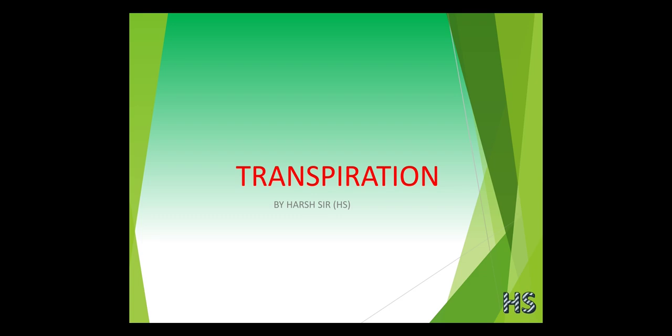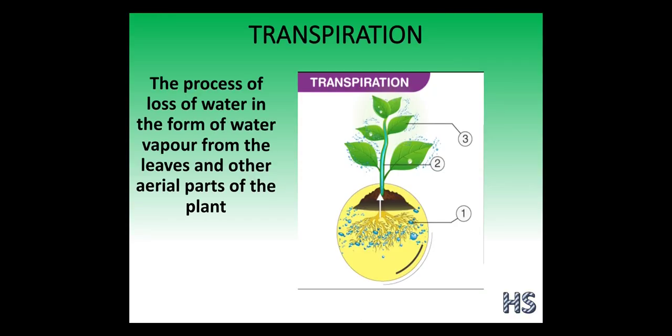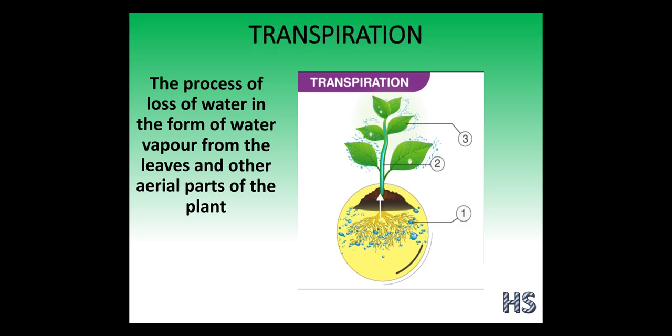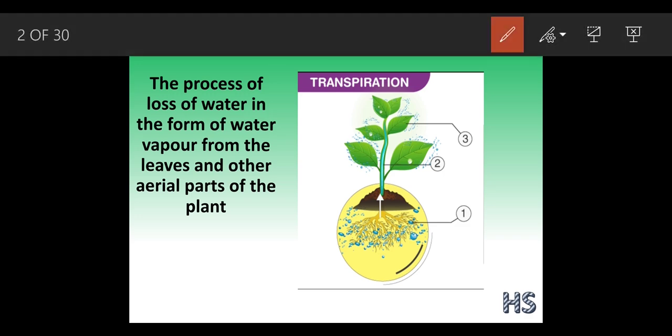But transpiration is the word. It's a kind of sweating only, but we can't say sweating in plants. We are going to call this process transpiration in plants. So what do you mean by the word transpiration? Let's start. The word transpiration means the process in which the plant loses water in the form of water vapor from the aerial parts of the plants.